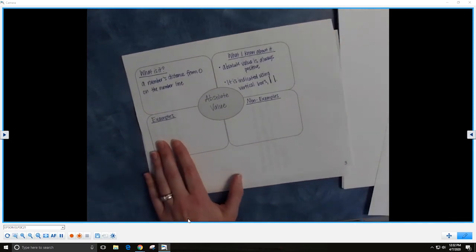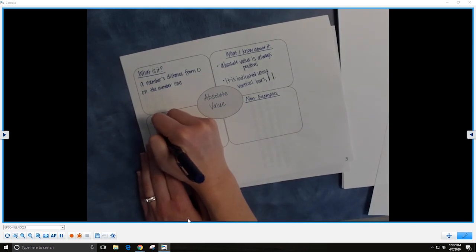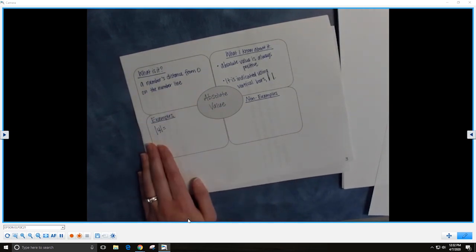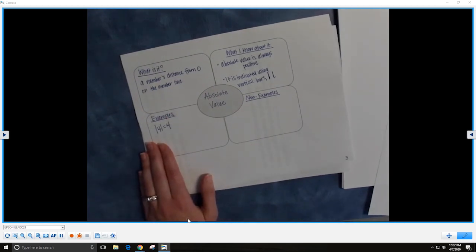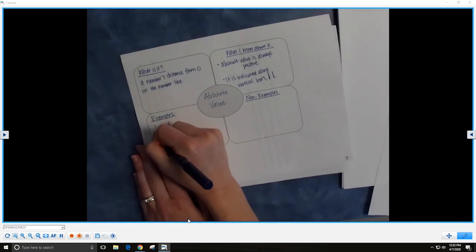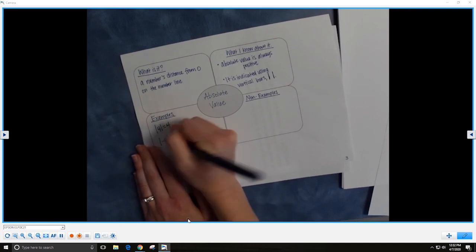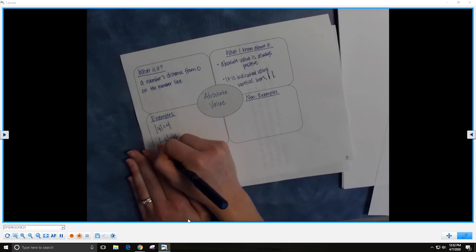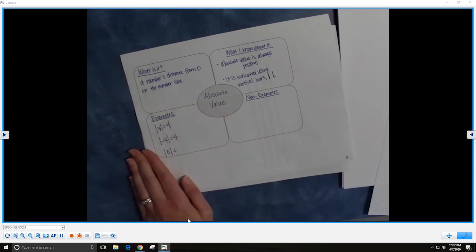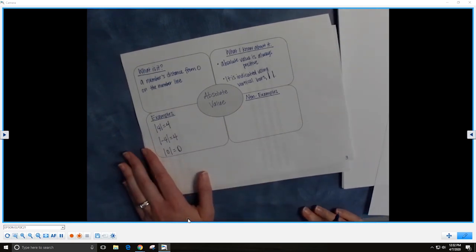What are some examples of absolute value? Well, the absolute value of 4 is 4. Good, because 4 is 4 units away from 0 on the number line. How about the absolute value of -4? You're right, that's also 4, because -4 is 4 units away from 0 on the number line. How about the absolute value of 0? The absolute value of 0 is 0. 0 is 0 units away from 0 on the number line.